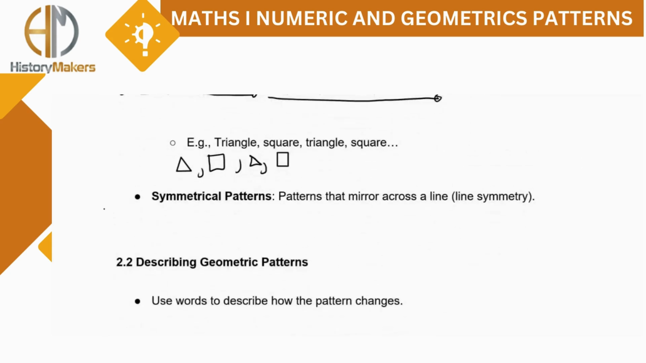The fourth and last type of geometric patterns, we have the symmetrical pattern. So this is the pattern that mirrors across a line, which is called the line of symmetry. The line of symmetry is a line that cuts two different parts into equal sections.